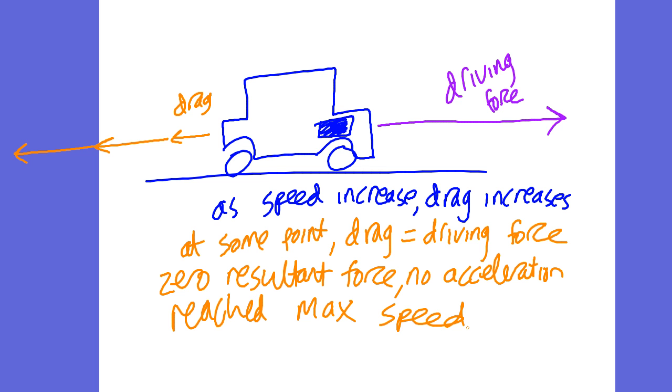So it's pretty much the same thing, isn't it? You've got a certain fixed force. Here it's our driving force. Before it was our weight. You've got drag, which increases as you go faster and faster. As the drag increases, the resultant force is decreasing. Eventually the resultant force becomes 0. When the resultant force is 0, we get no acceleration, we've reached our maximum speed.